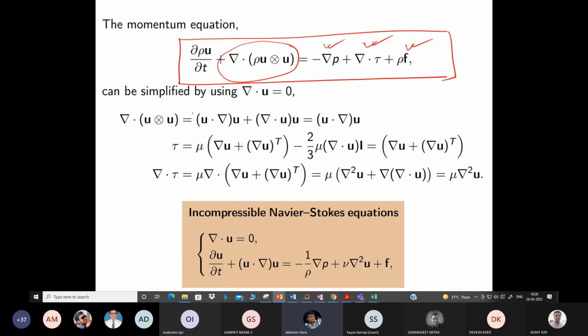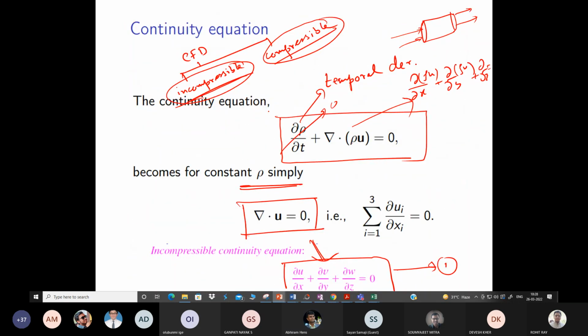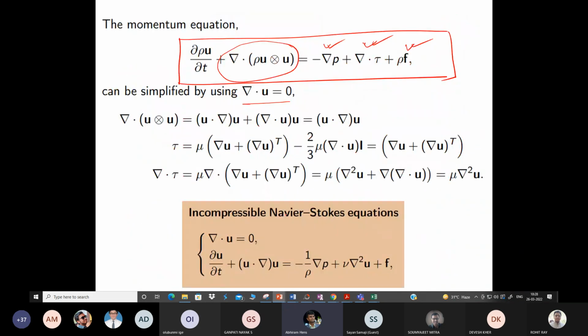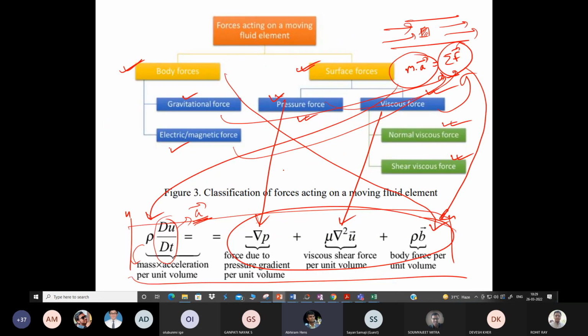Now this can be simplified using del dot u equal to 0, because for incompressible flow we have seen that the continuity equation can be represented by del dot u equal to 0. That we have seen here. Del dot u equal to 0 is the incompressible continuity equation. If you apply that here, these convective terms can be simplified using a vector identity, and that will give you u dot del u. Again, u dot del u can be replaced by another form, which I have not shown. I'll come back to it.